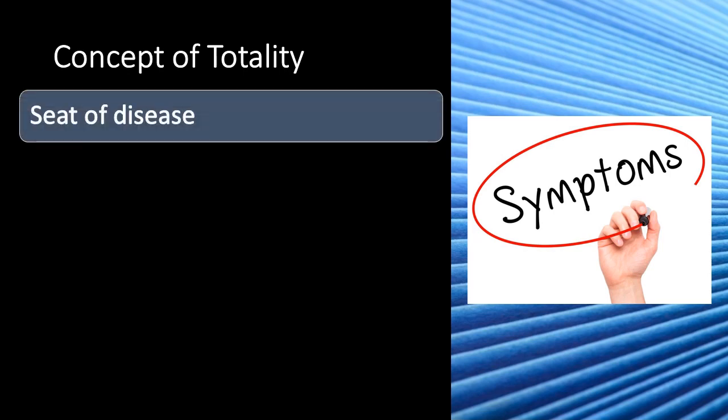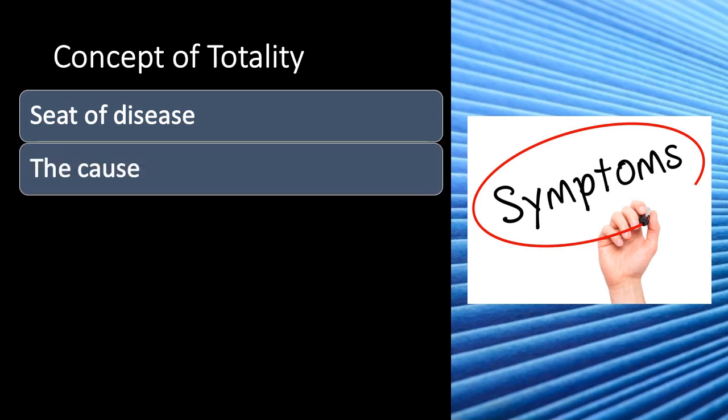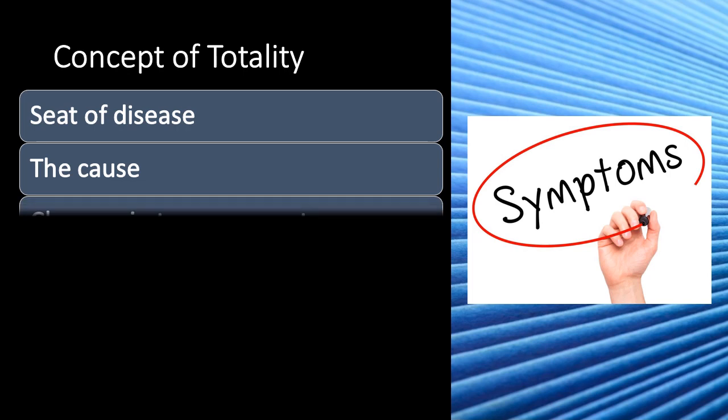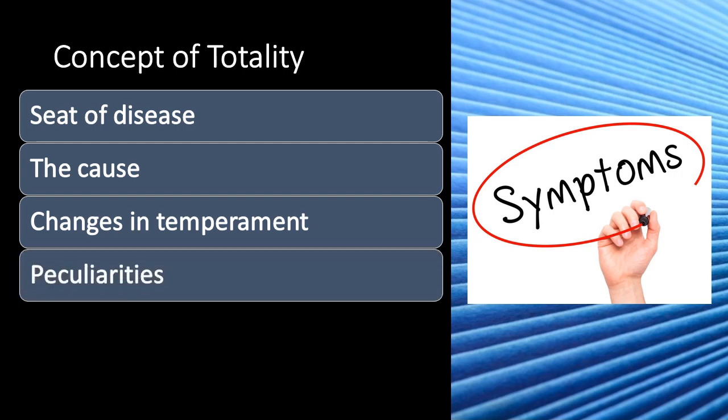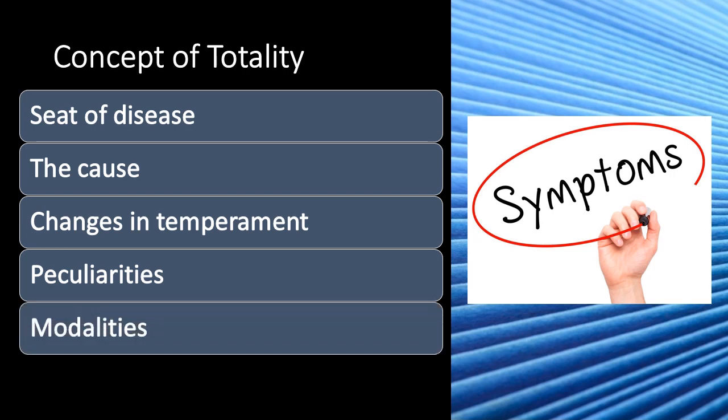The concept of totality takes into consideration the seat of the disease, the cause of the ailment or symptoms, the changes in temperament that have been brought about in the personality of the patient, any peculiarities. For instance, a patient who is having chills desires cold water in large quantities, which is quite contrary, apparently.